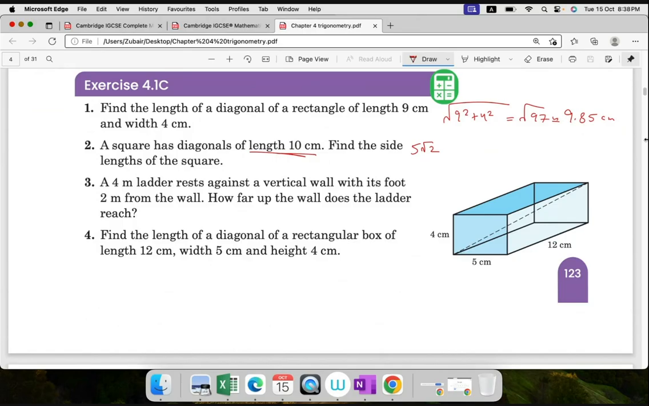Ali still doing? Yes, sir. So I got 10 under root 2. You got 10 under root 2. Yes, sir. I think I did wrong.